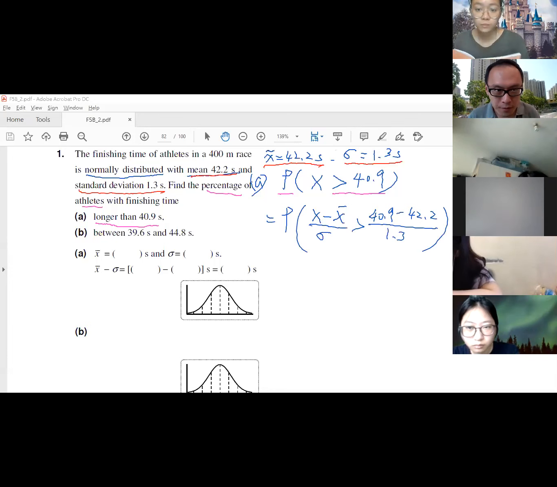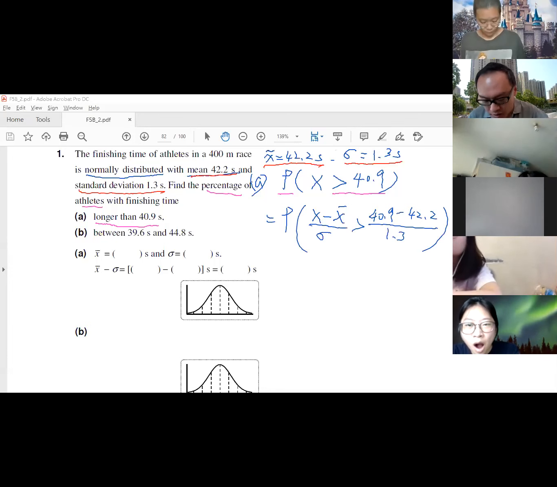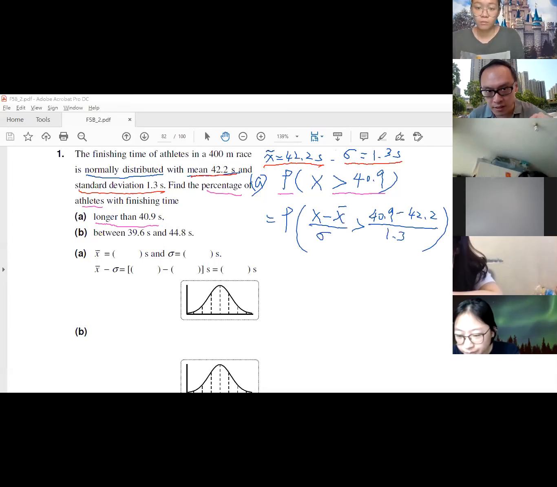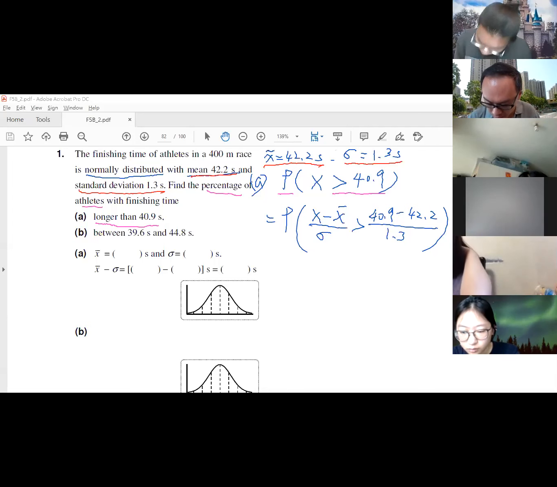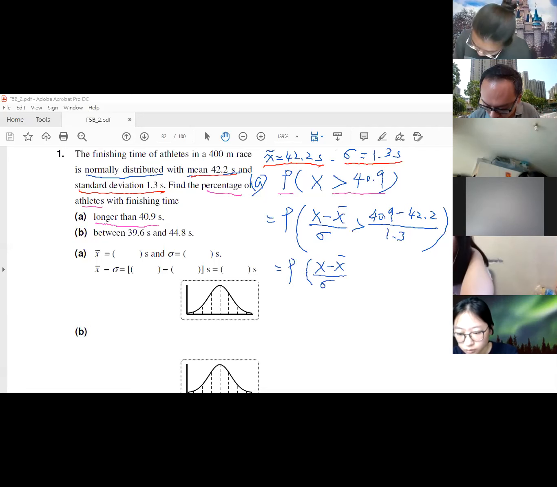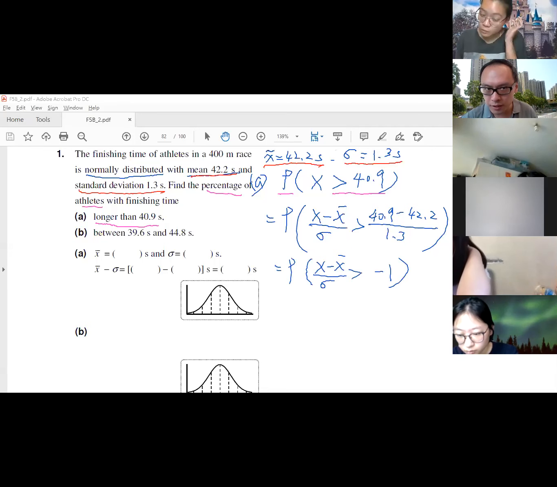It is always minus x bar and then divided by sigma, just like you are calculating the standard score. And then you do the calculation on the right-hand side. We keep the symbol x minus x bar over sigma is larger than this. So I think it should be -1, right? It's -1. Just do the calculation here.